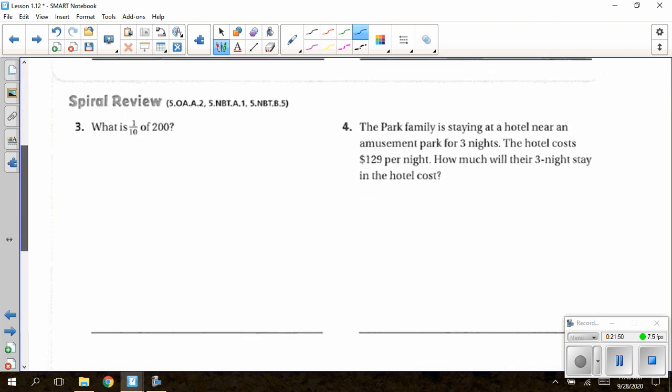Question number 3, this goes back to lesson 1.1. They want to know what is 1/10 of 200. So remember, if you're finding 1/10 of a number, you're finding a smaller value, and you're essentially dividing by 10. So 1/10 is the same as dividing by 10.